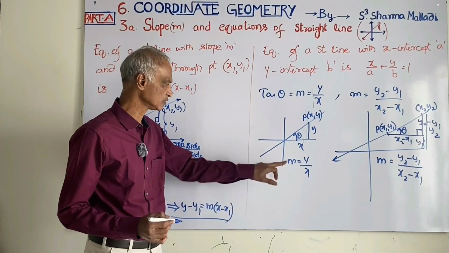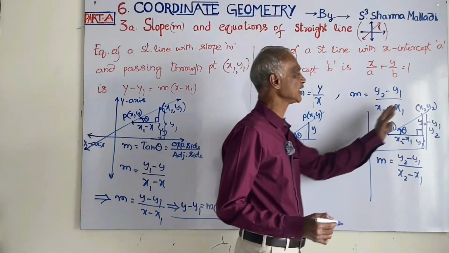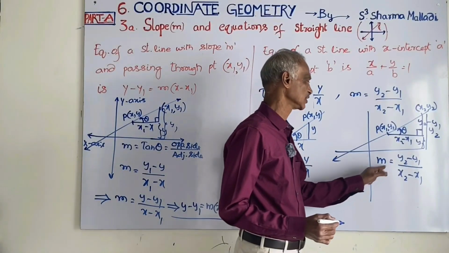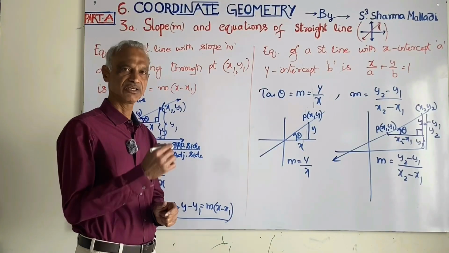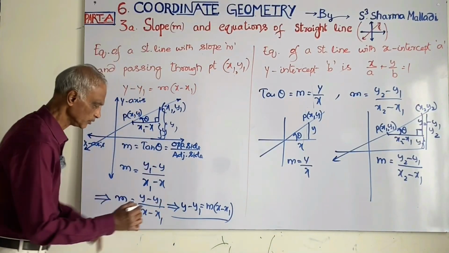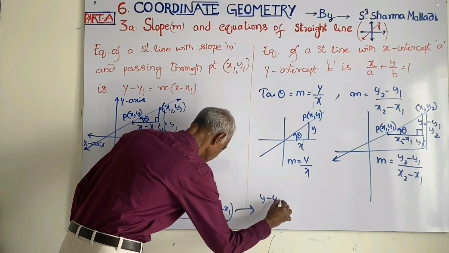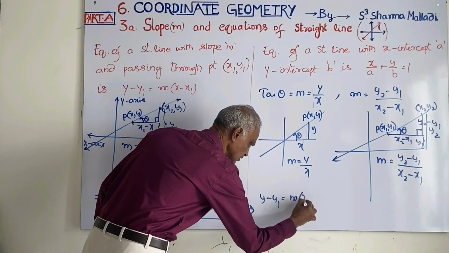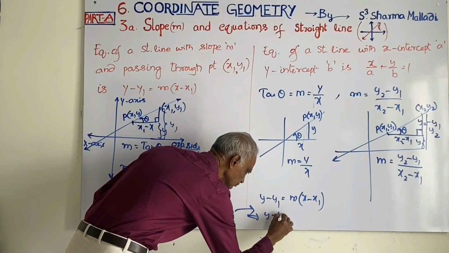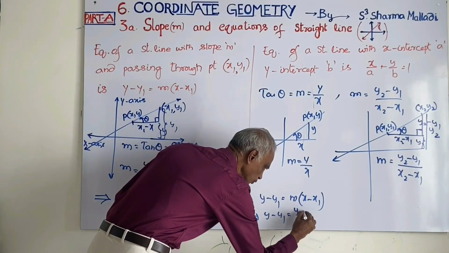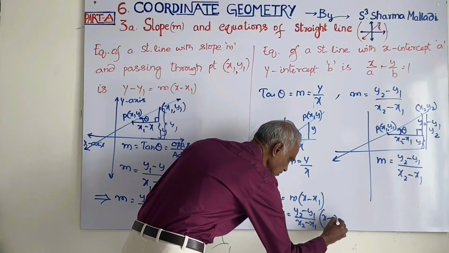You have two formulas for slope. m is equal to y by x, opposite side by adjacent side. Another formula, if two points are given, the slope of the line is y2 minus y1 by x2 minus x1, difference of y coordinates by difference of x coordinates. Like that, you can write this formula: y minus y1 is equal to m into x minus x1. This can be written as y minus y1 is equal to y2 minus y1 by x2 minus x1 into x minus x1.